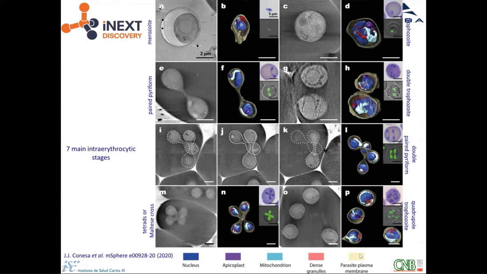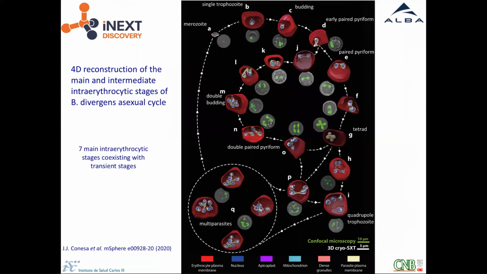And close to these segmentations that you can see, where each color is showing a different structure in the cell, the plasma membrane of the parasite is in yellow, the dense granules are segmented in red. The mitochondrion is segmented in light blue, apicoplast in violet, and the nucleus in dark blue. You have some insets which are showing the Giemsa staining and also the confocal image of that stage.